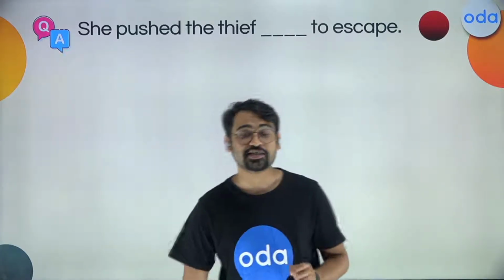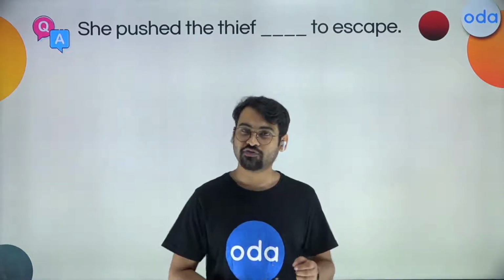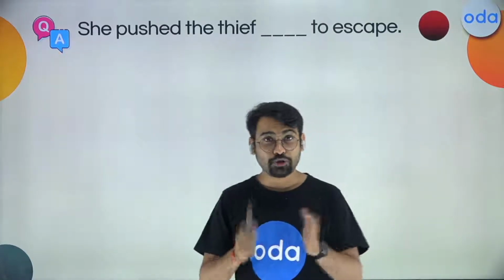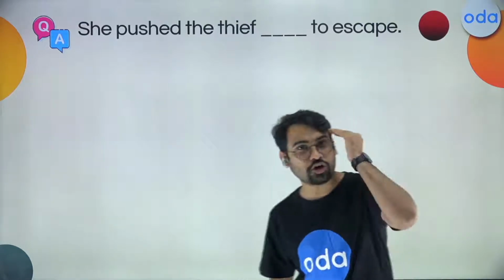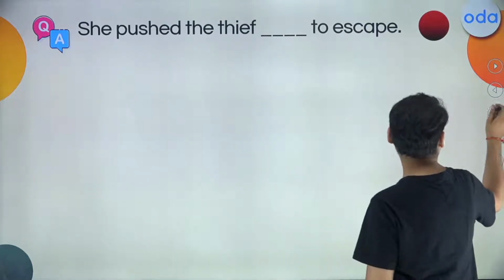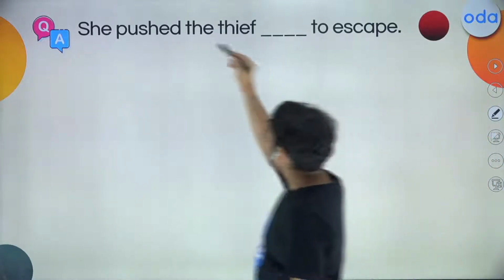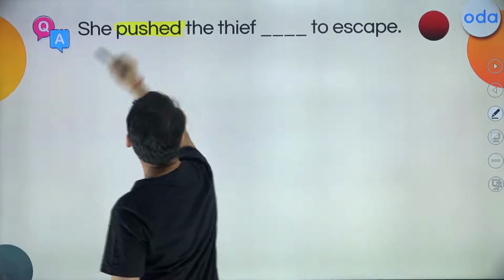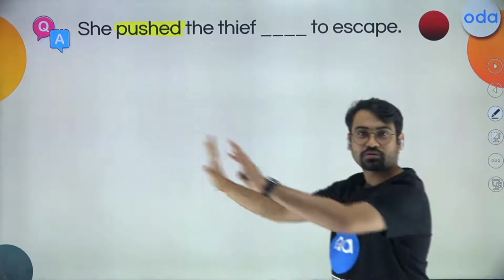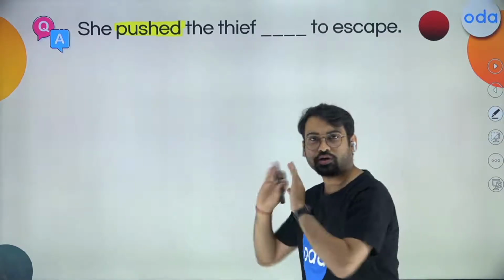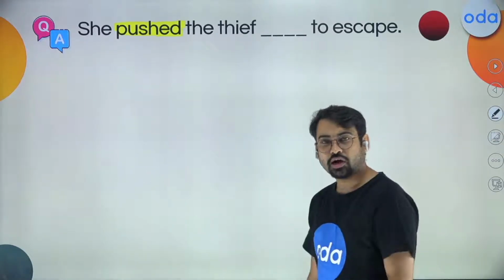Now the question says, she pushed the thief dash to escape. Now she pushed the thief. What should be my thought process? How should my brain work? I should just think that, okay, you know what? The important word over here is that she pushed the thief. She pushed. Pushed means what? We talked about it that this is going to be away.